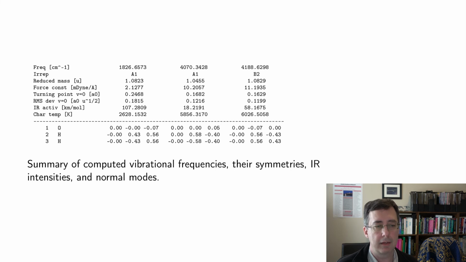The infrared intensity in kilometers per mole, so that's useful. And then at the bottom, it's giving you a little bit of information about what those normal modes look like. So for each atom, it's showing you its x, y, and z displacements in the normal mode coordinate. And you notice those coordinates are symmetric or anti-symmetric because it is a symmetric molecule.